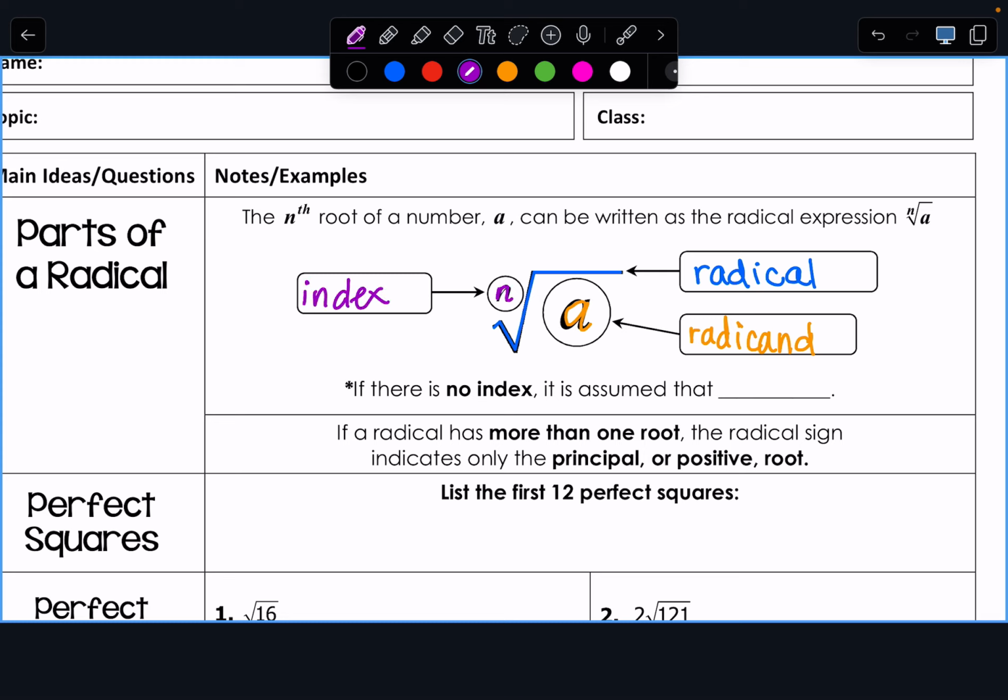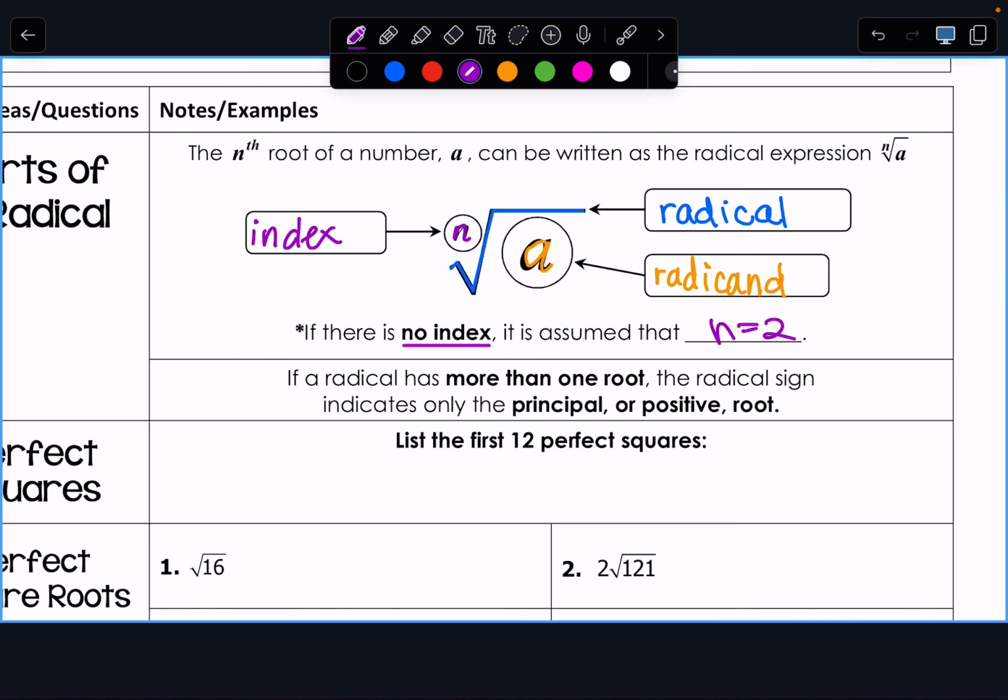Now, when we talk about cube roots, we have a little 3 there. When we talk about fourth roots, we have a little 4 there. But when we talk about square roots, do we see a little 2 there? No. When we see a square root, there is not going to be an index, because n equals 2. If there's not an index, we know that it's a square root, n is 2.